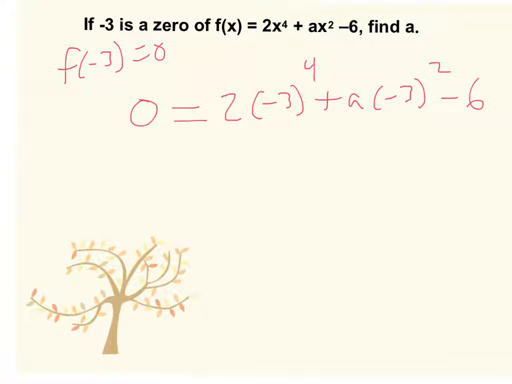Okay, and it's actually not as bad as you think. I think this first term simplifies to 162. This middle term becomes 9a. We still have the -6. It becomes, after we apply the exponents, a linear equation and isn't horrible to solve. But I could work that through and solve for a.